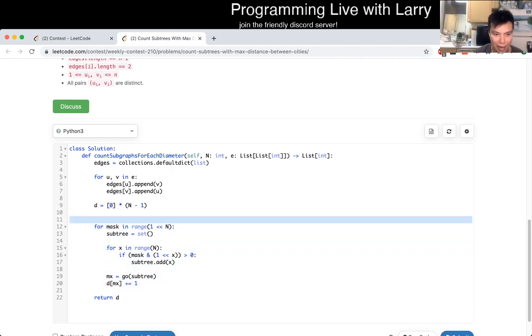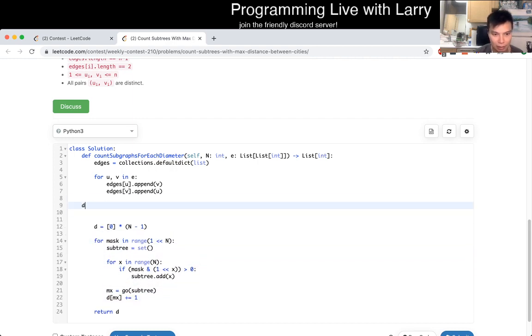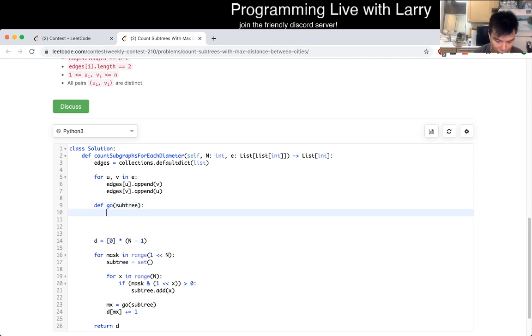Now we just have to get the diameter of the subtree, right? Which is not that difficult in theory. So what is the diameter? Diameter is just two depth first searches, so let's do that. How do I get the first number of a set? I always forget. I guess, does this have to be a set? No, it could be a list. Let's make it a list.